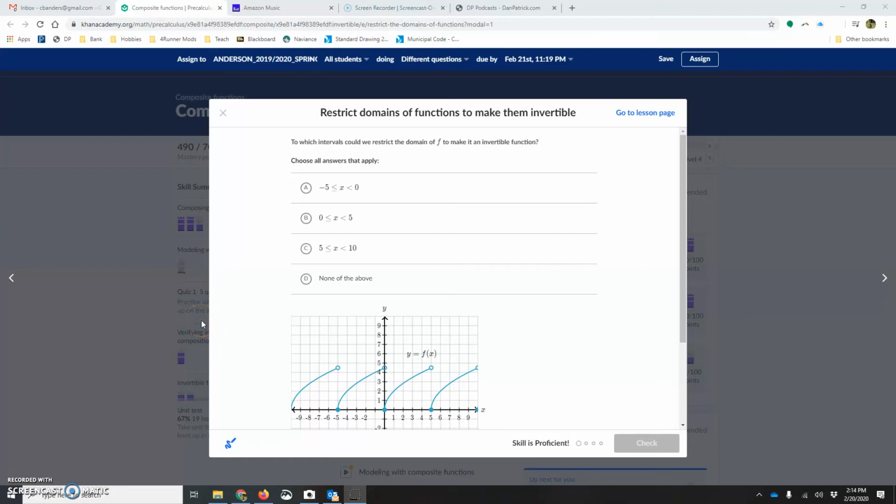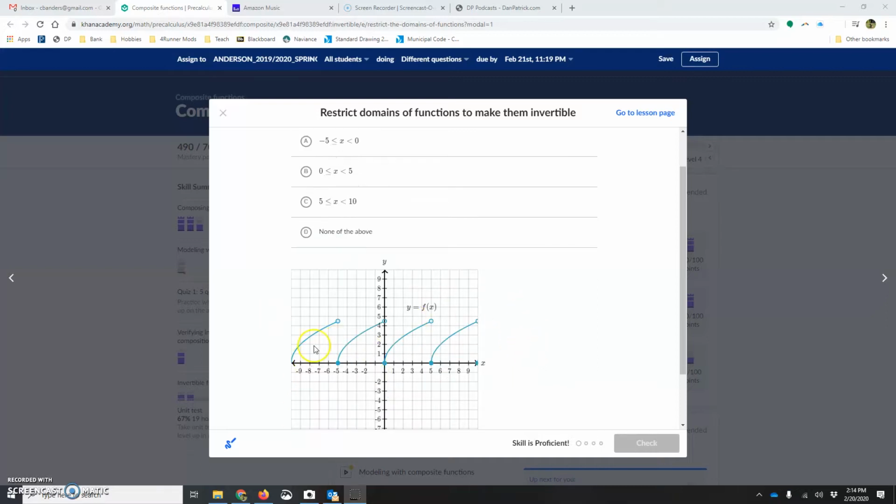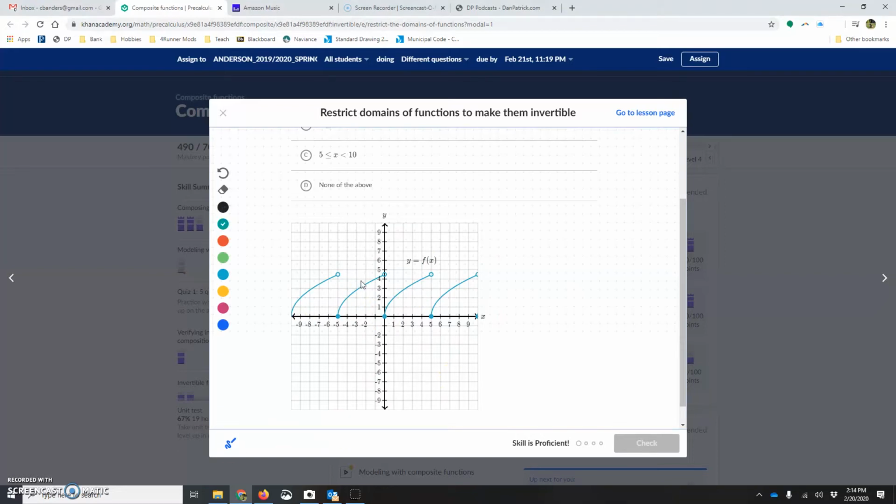Restrict domains of functions to make them invertible. Okay, so we talked a lot in the last assignment about what makes a graph a function. So looking at this, that's the inverse right now. So my question is, is this graph a function? So we can do the vertical line test.